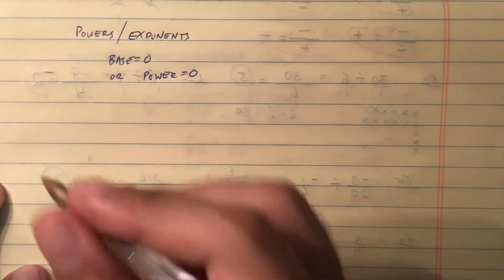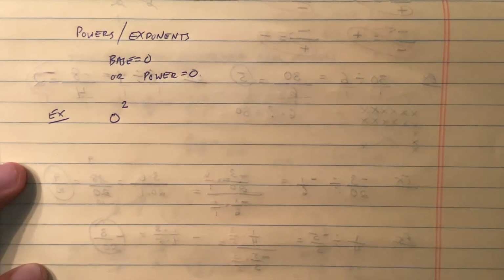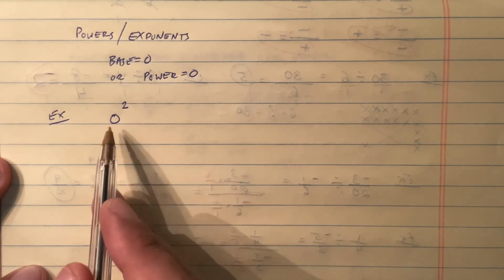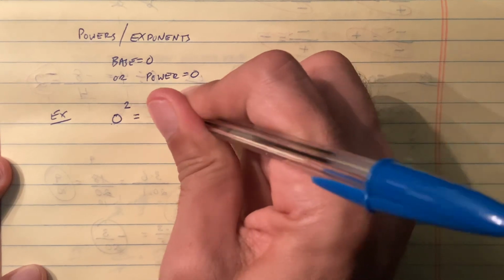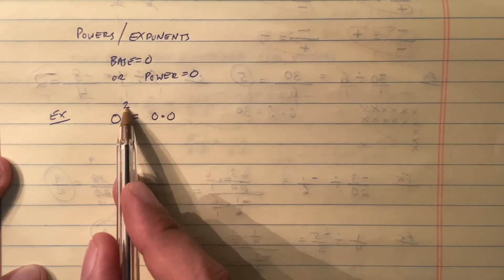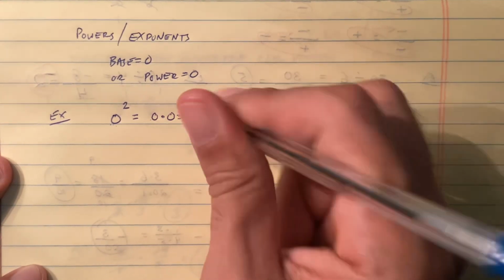All right, and so first, let's take a look at an example where the base is equal to 0, and let's say we have 0 squared, 0 to the second power. Remember what this means. This notation means we're going to multiply the base with itself as many times as there is an exponent. So this is the same thing as 0, because that's the base, times itself. So 0 times 0, 2 times, because the exponent is 2. So 0 times itself is equal to 0.